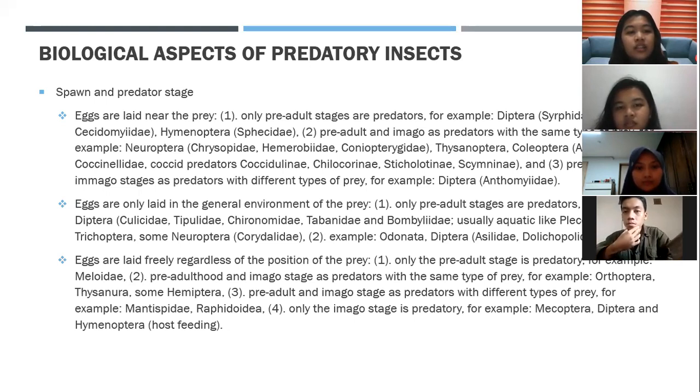The third one, eggs are laid freely regardless of the position of the prey. Only the pre-adult stage is predatory, for example, Meloidae. Pre-adult and imago stage as predators with the same type of prey, for example, Orthoptera, Thysanura, some Hemiptera. Pre-adult and imago stage as predator with different types of prey, for example, Mantispidae, Raphidioidea. Only the imago stage is predatory, for example, Mecoptera, Diptera, and Hymenoptera.